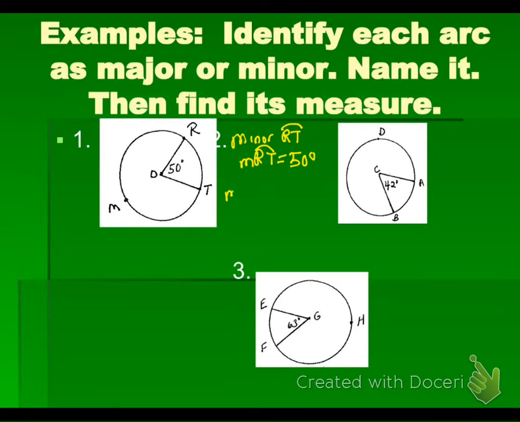Okay, our next one is our major arc. What's our major arc? RMT or TMR. Put a little arc above that as well. The M has to be in the middle. Yes, sir. You take your 360, and you subtract 50 from it. And that gives us 310. So the measure of arc RMT equals 310. Okay, we're going to move on to our next one.